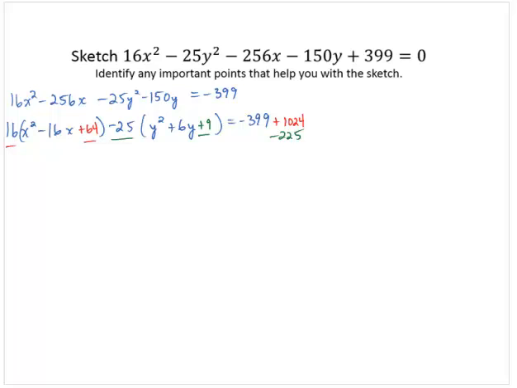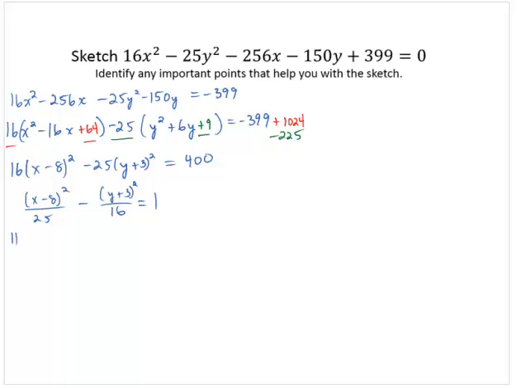Alright, so when you simplify this, now we have 16 by x minus 8 squared minus 25 by y plus 3 squared. And when you do all that arithmetic on the right-hand side, you get 400. Dividing through by 400 gives me x minus 8 squared over 25 minus y plus 3 squared over 16 equals 1.